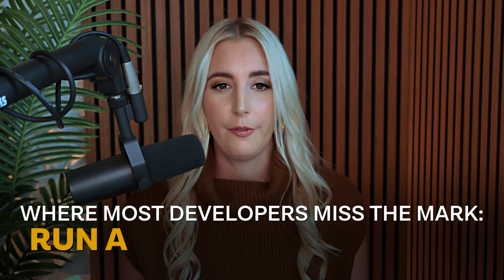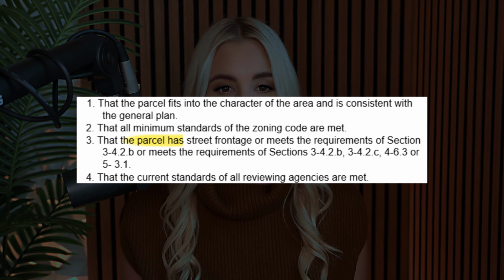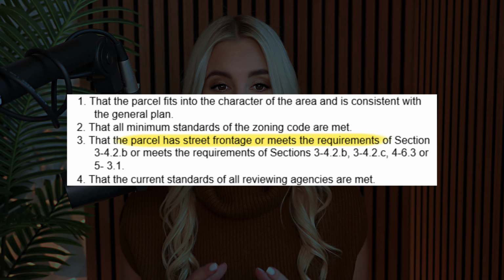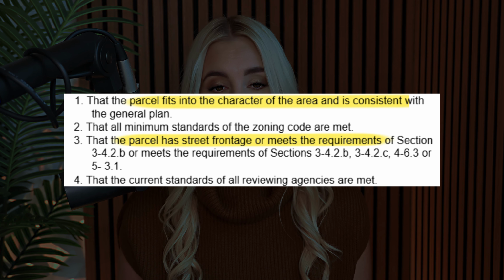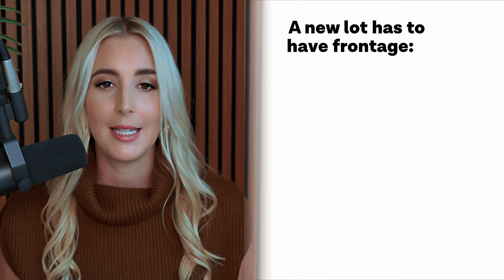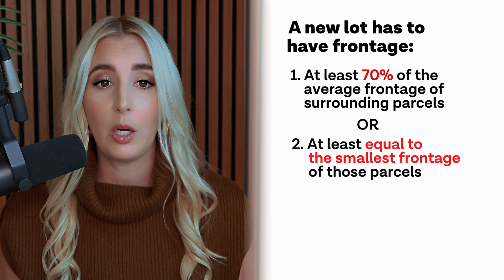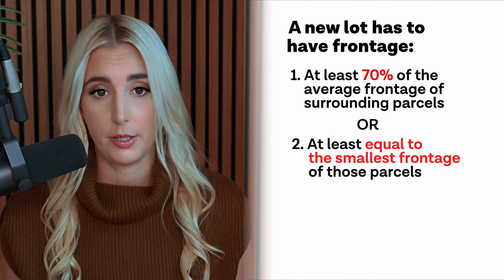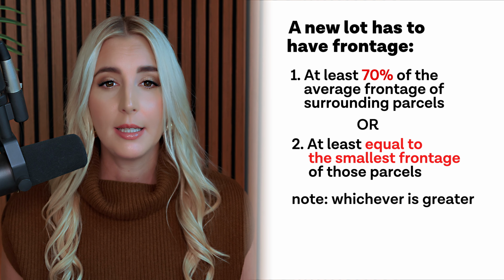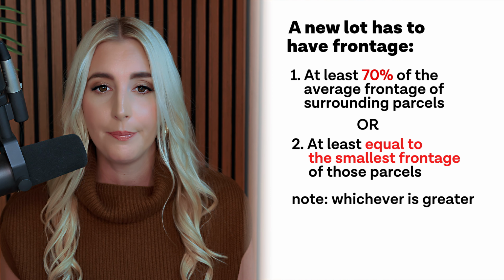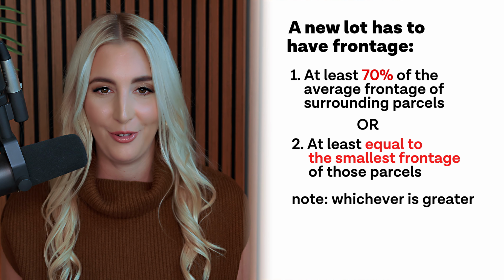You've got to run a lot frontage analysis. According to the Metro Nashville zoning code, your subdivision isn't judged in a vacuum, right? The city looks at the average frontage of surrounding parcels to make sure your new lot actually fits the neighborhood's established character. So here's how I generally look at those subdivision opportunities. A new lot has to have frontage that's either at least 70% of the average frontage of surrounding parcels or at least equal to the smallest frontage of those parcels, whichever is greater.